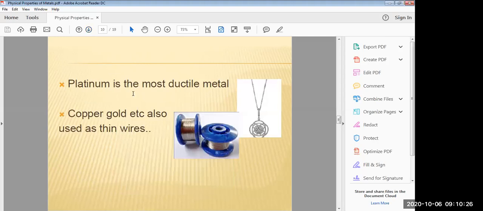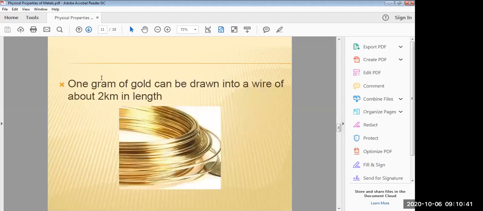Again, platinum is the most ductile metal. Copper, gold, etc. are also used as thin wires. That means again ductility. Here, this is an ornament which is made up of platinum, which is costlier than gold. Then 1 gram of gold can be drawn into a wire of about 2 kilometers in length. So such a ductile property is exhibited by metals such as gold.